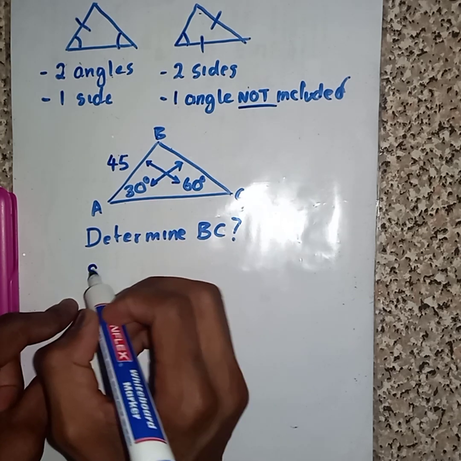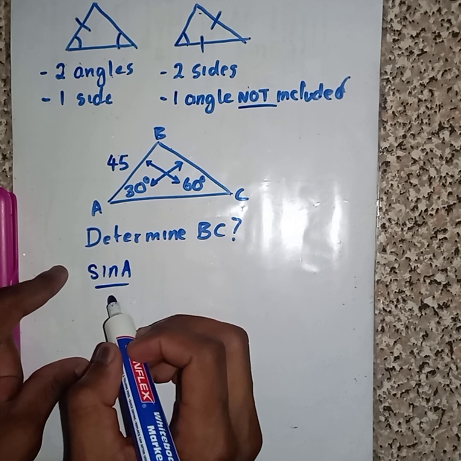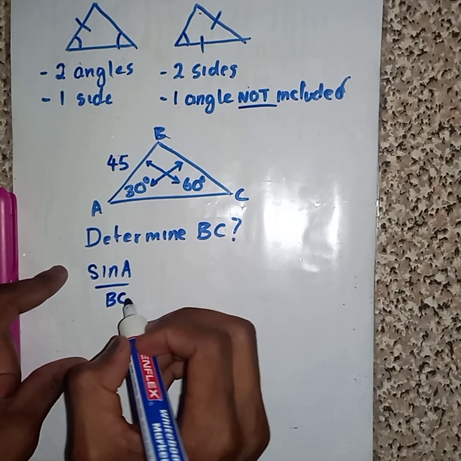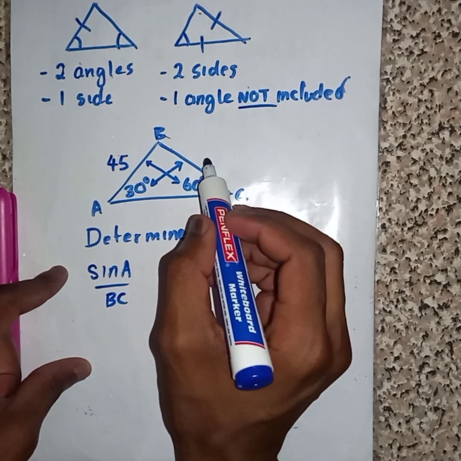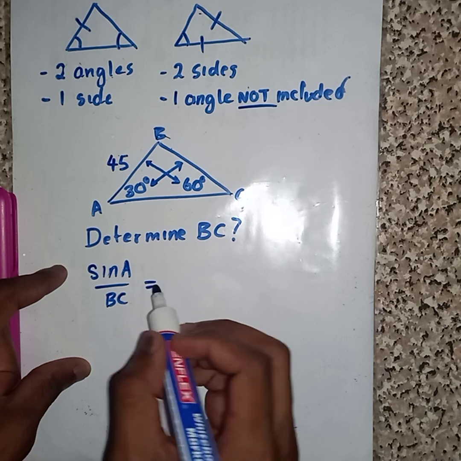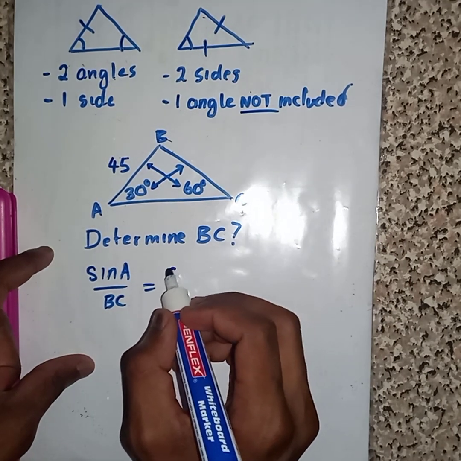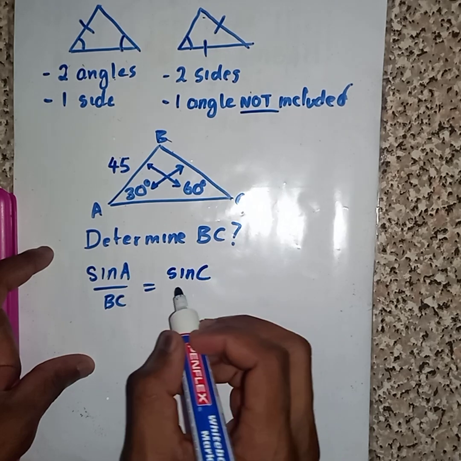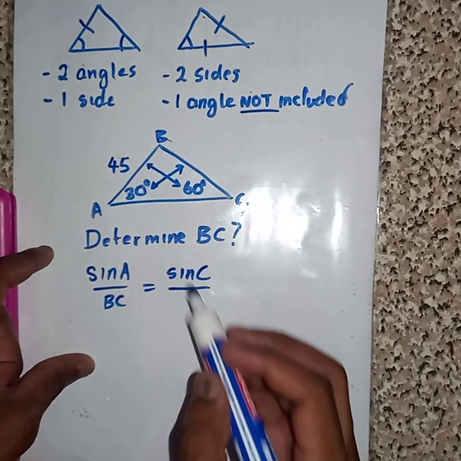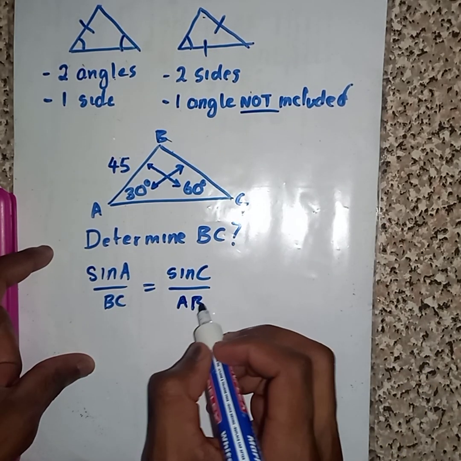Then I'm going to use sine of A divided by, let's say, side BC. Don't use small letter a or lowercase a. Just use BC. Then we also have sine of C. This is our formula. And then AB, the side that is opposite to C is AB.